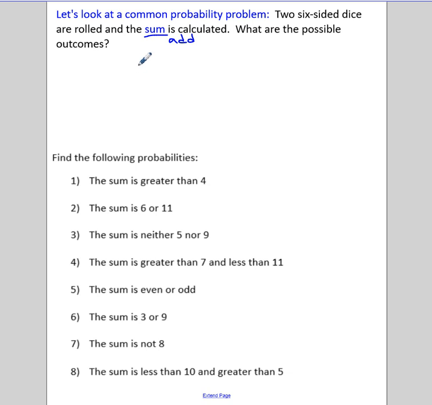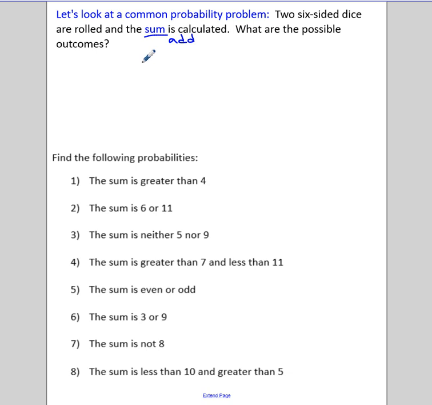So if I roll two dice and I add them up, what's the smallest number I can get? Think about it. The smallest outcome on a die is a 1. So if I get a 1 and a 1, the smallest outcome I could get is a 2, right? And what's the biggest outcome I could get? Well, if I rolled a 6 and a 6, I would get a 12. And I could get any number in between. But here's the thing.